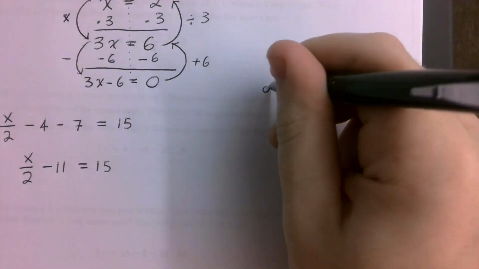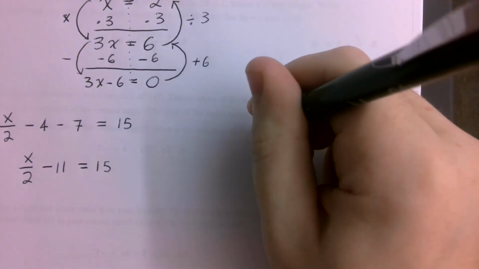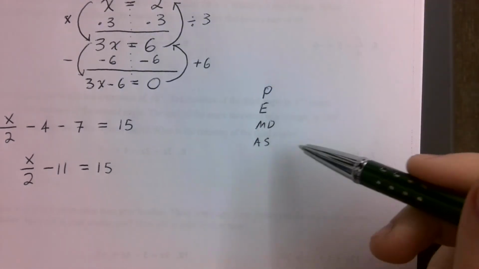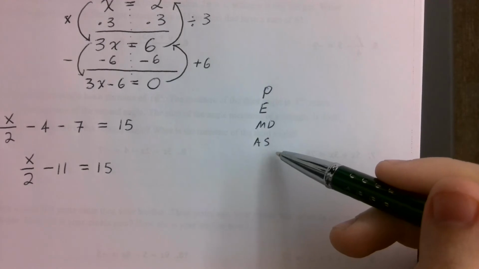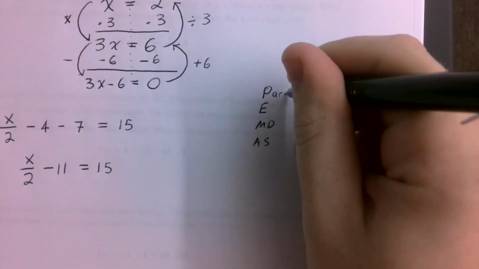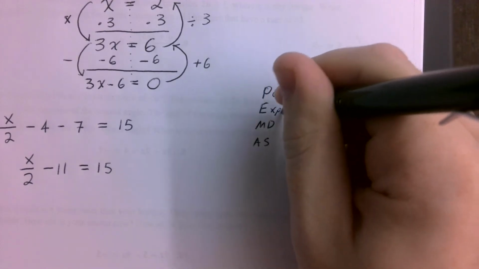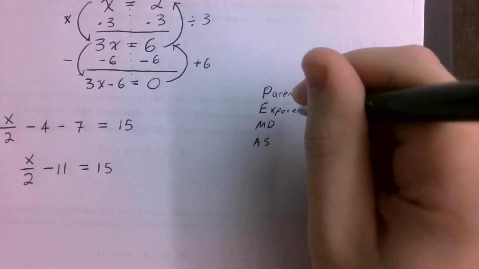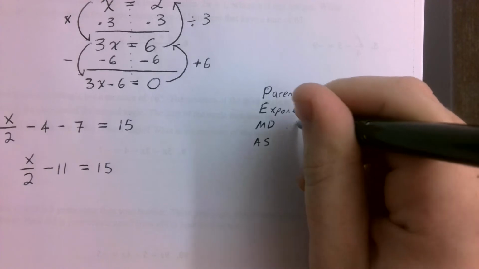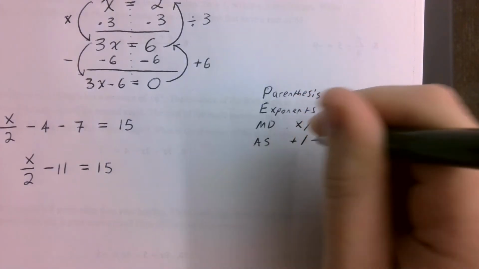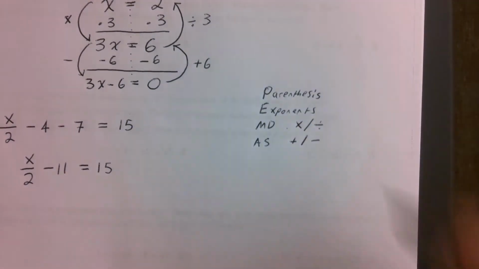Remember PEMDAS, the abbreviation that stands for parentheses, exponents, multiplication, division, and addition and subtraction? This is a way to simplify expressions when there's no variable involved. When there's no variable involved, you use PEMDAS, going in order, to simplify.